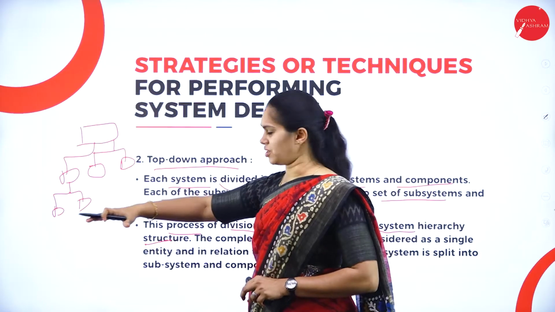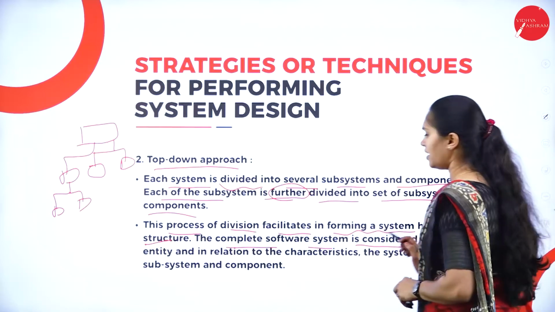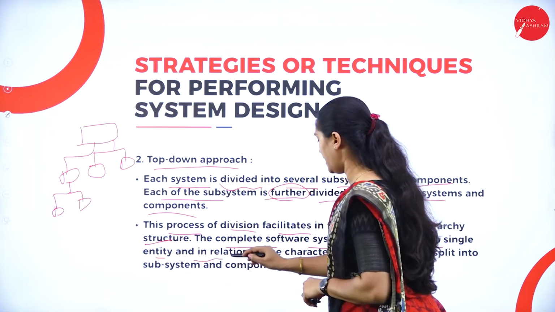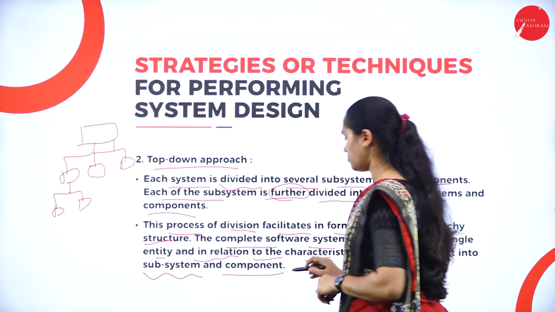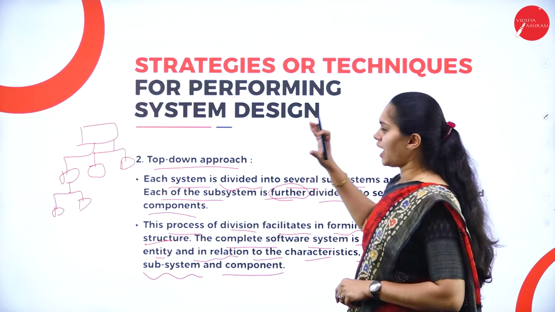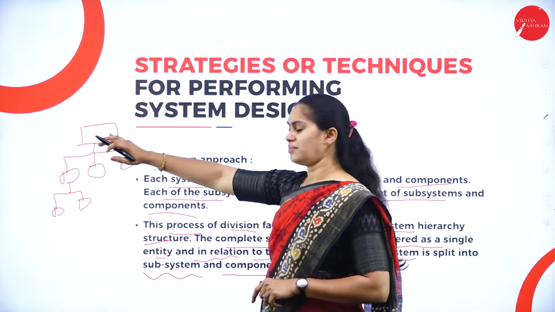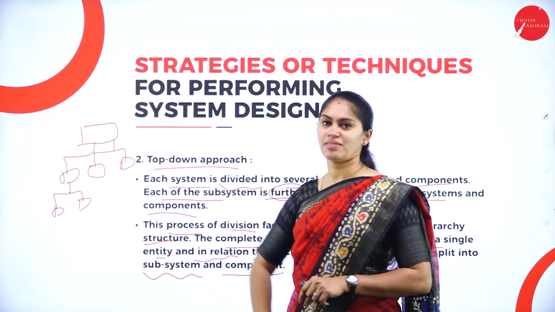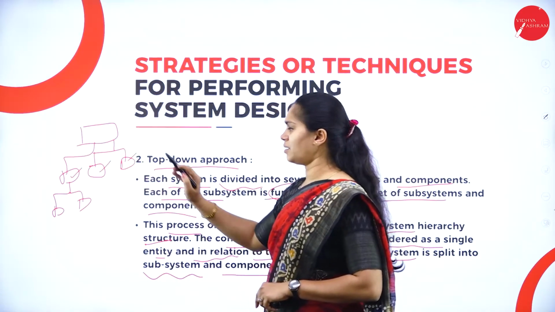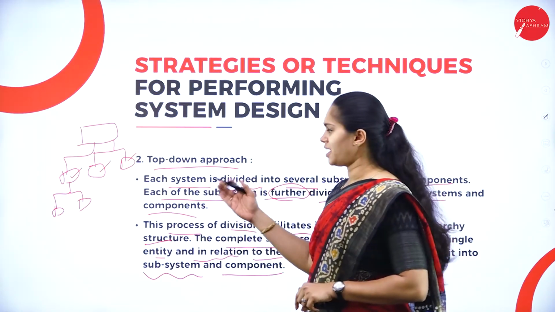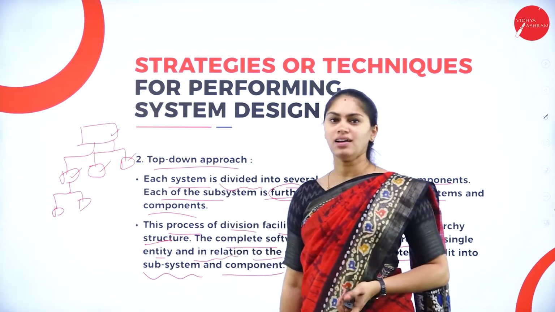It's like a tree structure. This forms a system hierarchy, and the complete software system is considered a single entity. In relation to its characteristics, the system is split into subsystems and components, mainly to apply the divide and conquer method and reduce the complexity. A complex problem or system is further divided into sub-components or sub-modules. All those sub-modules are developed, tested, and integrated independently. At last, everything is merged together to find the solution for the complex task.